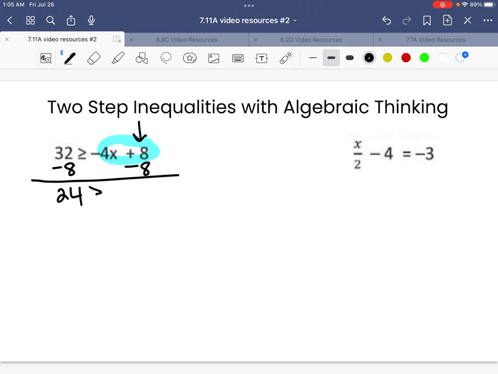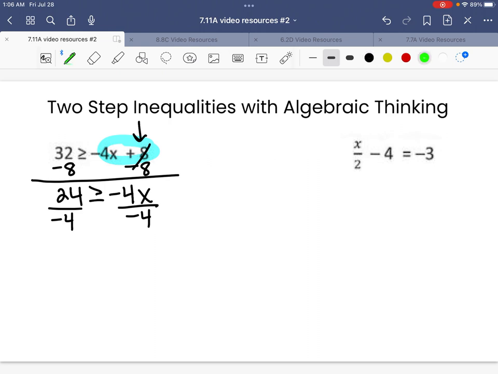So 24 is greater than or equal to negative 4 times x. And this positive 8 and negative 8 has made a zero pair, so I don't need to rewrite it. So now I have 24 is greater than or equal to negative 4 times x. My last inverse operation that I'll need to do is the opposite of what's actually happening to x at the moment. So x is being multiplied by negative 4. So the inverse operation of that would be to divide both sides by negative 4.